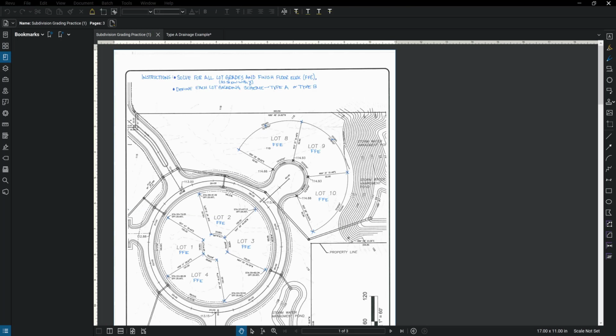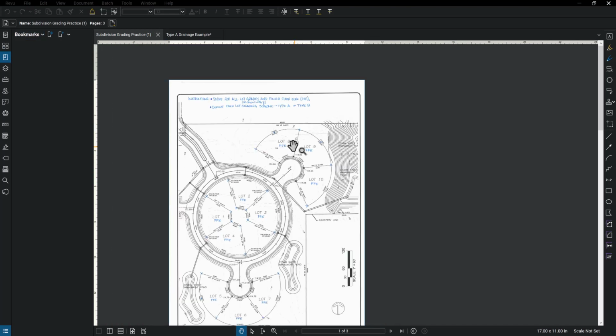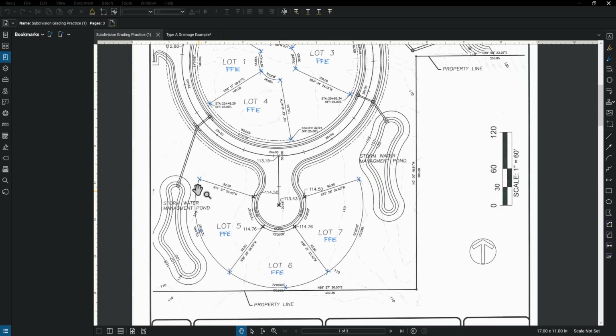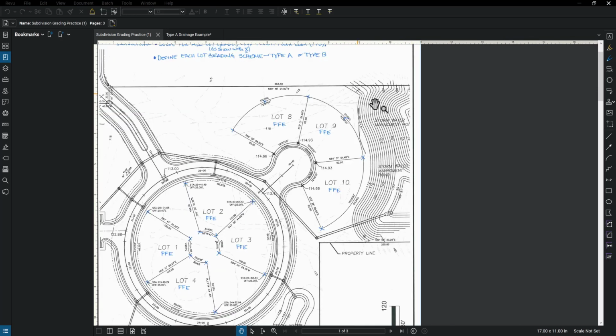Now we're going to take a look at B lots. So I'm going to make all of these lots here B's and these lots here B's. Now I'm not going to worry about tying down into existing grade. We'll either deal with it as a retaining wall or it'll have steep slopes, but I just want to show you how to do calculations for A's and B's. And the reason these are B's is because there's a stormwater management pond here that can collect the water.